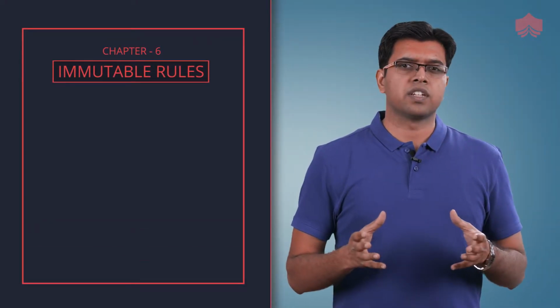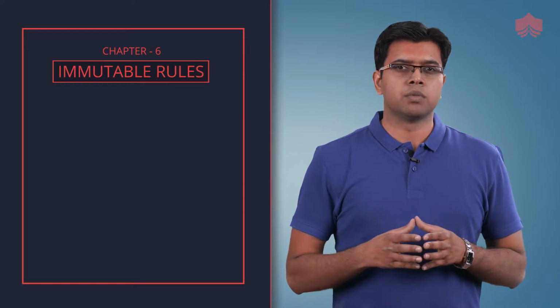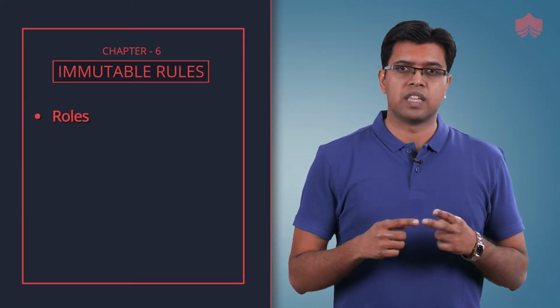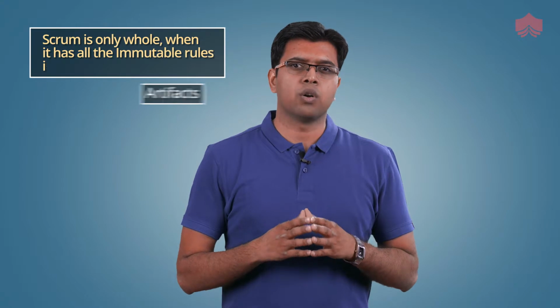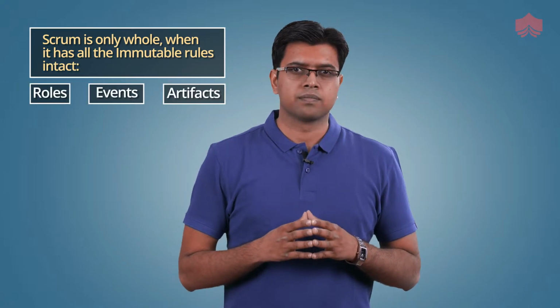In this section, we'll be discussing the immutable rules of Scrum. Everything that we have discussed so far are basically the immutable rules of Scrum: the roles, the events, the artifacts, and the interaction between them. It is possible to perform just a part of Scrum and not all of the roles, artifacts, and events, let's say for example. But the total that you get out of this is not really Scrum. Scrum is only whole when it has all of these immutable rules intact.